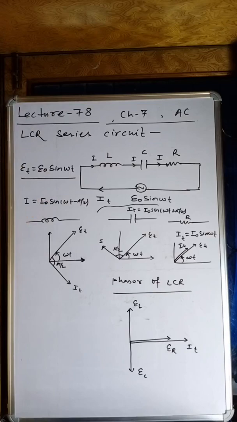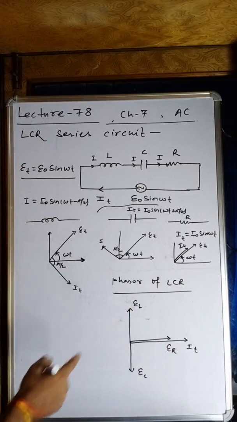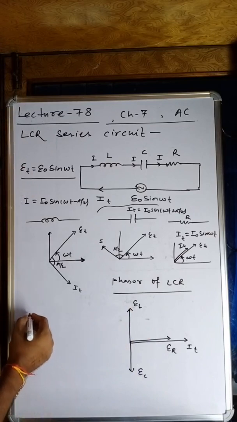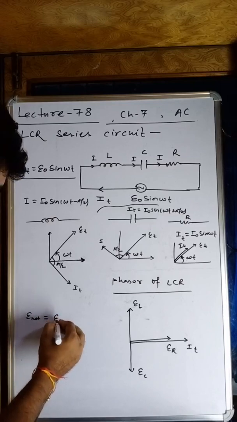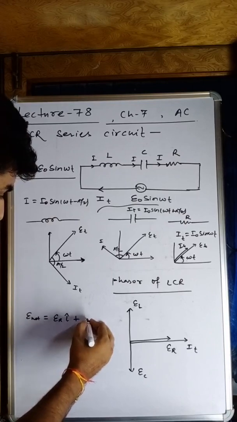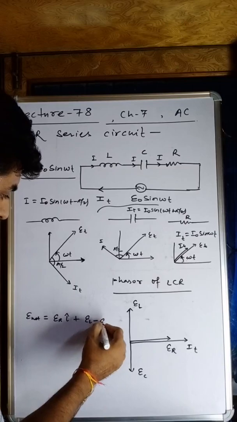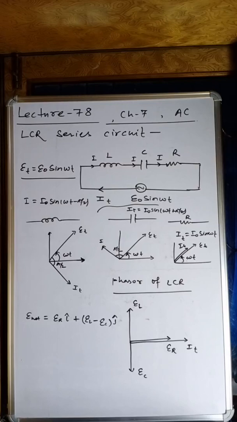Okay, my dear students. We can write the net voltage, that is the net EMF, as E net is equal to ER i plus (EL minus EC) j cap. Yes, could you write, my dear students? Yes, if it is a vector representation, we can write ER and this one.